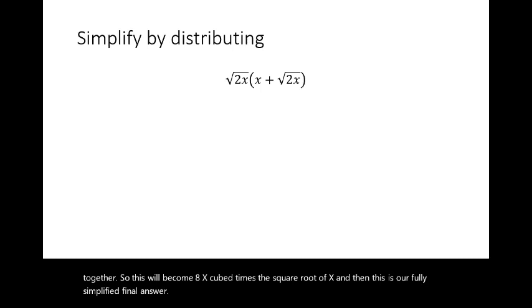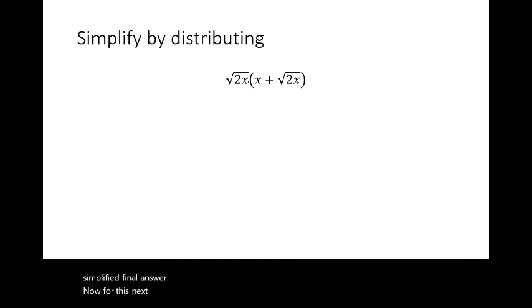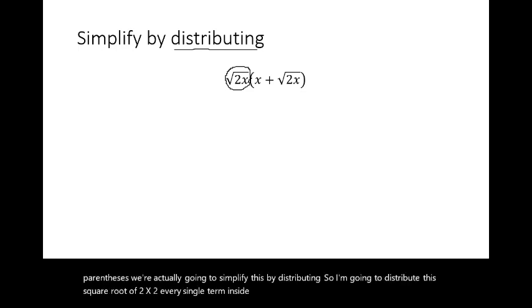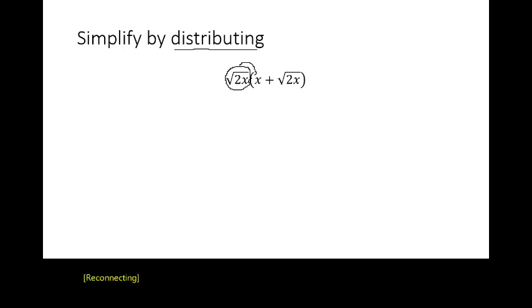Now for this next one, because there is hidden multiplication between that 2x and that parentheses, we're actually going to simplify this by distributing. So I'm going to distribute the square root of 2x to every single term inside the parentheses. And so I'm going to multiply the square root of 2x first by x, so square root of 2x times x. Unfortunately, you cannot multiply something that is in a square root by something that is not in a square root, so you're just going to have to leave it as x square root of 2x.